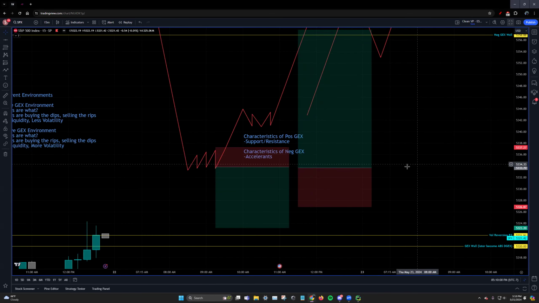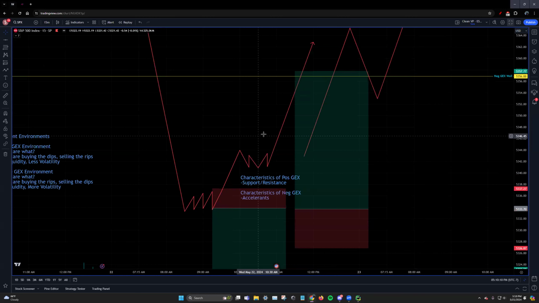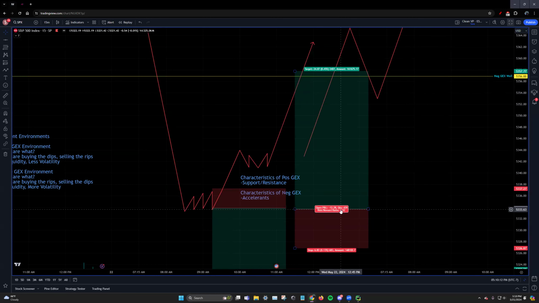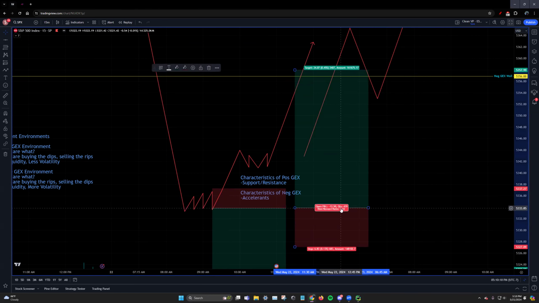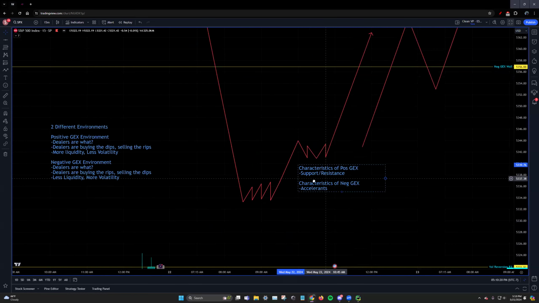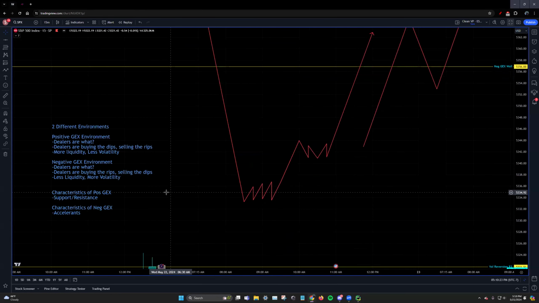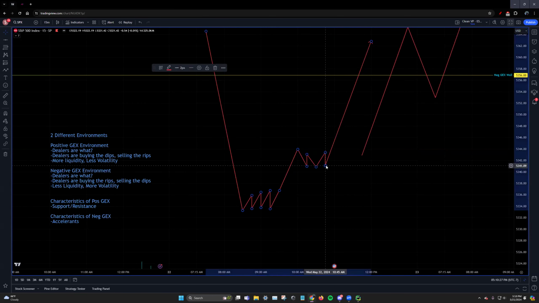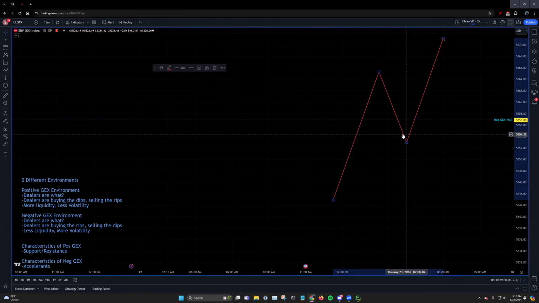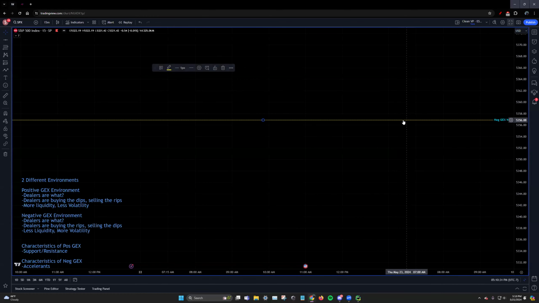And especially on negative GEX days, you are very prone to getting this V-shaped recovery, especially if you have no sort of catalyst, like negative news or something to the downside, right? Then you're very prone to getting these V-shaped recoveries. So just something to consider. A lot of people, the moment I taught that, were like, holy shit, that's why we see those huge V-shaped recoveries. And it's exactly why. So those are just some things to consider about these two environments.